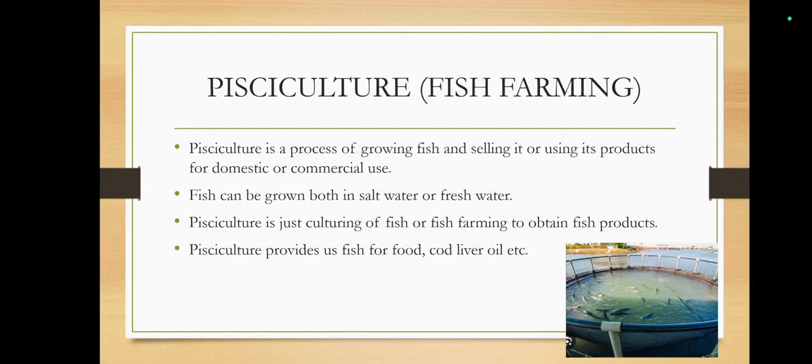Pisciculture. Farm ponds are dug out for this purpose. Water is stored in such ponds. Fish seeds are released in the ponds. For this, seeds of freshwater species are used. In order to achieve the best growth of fish, scientific methods are employed.